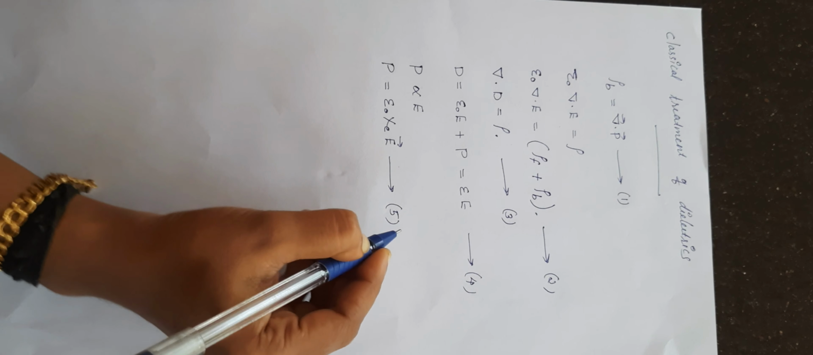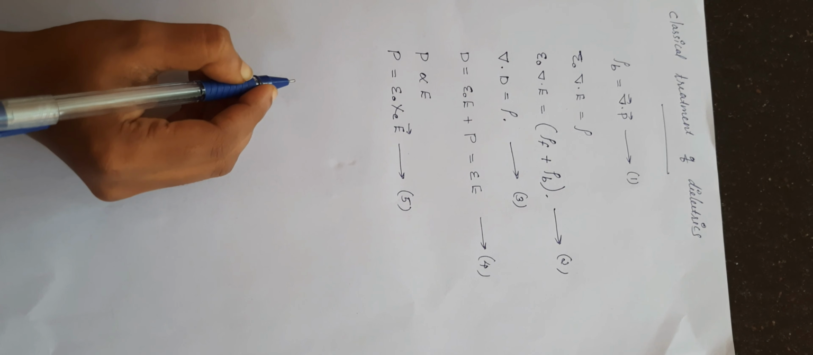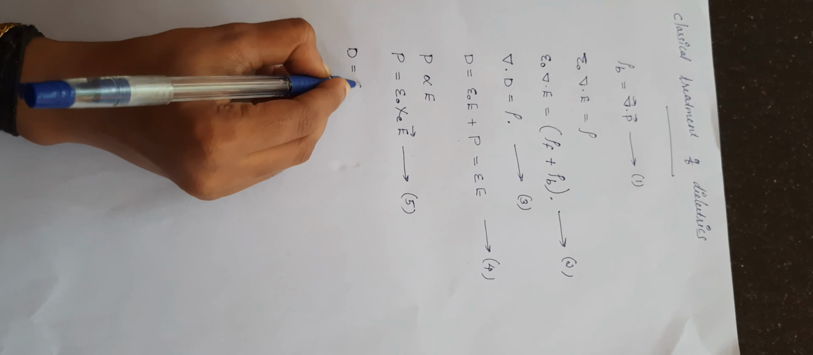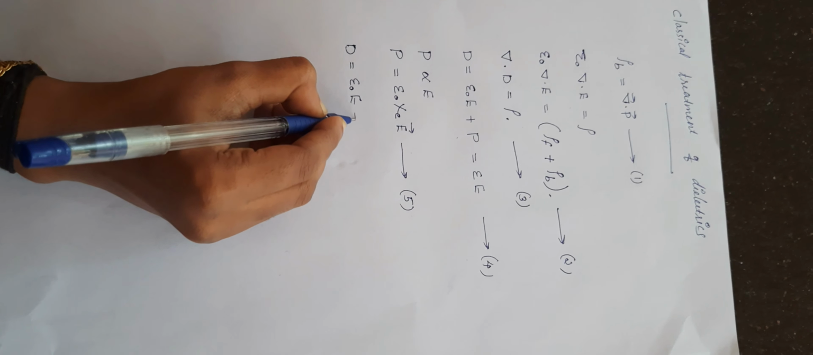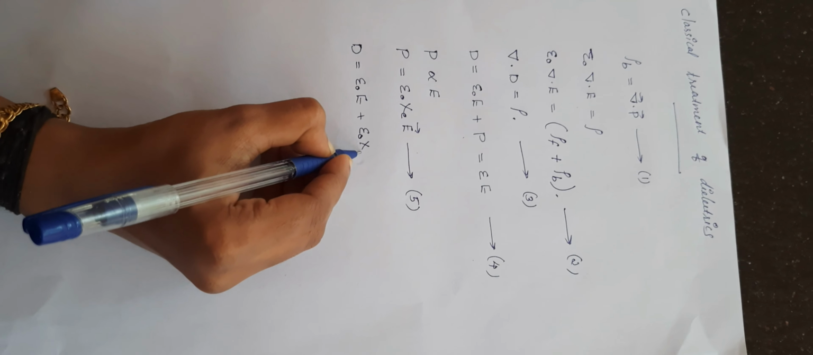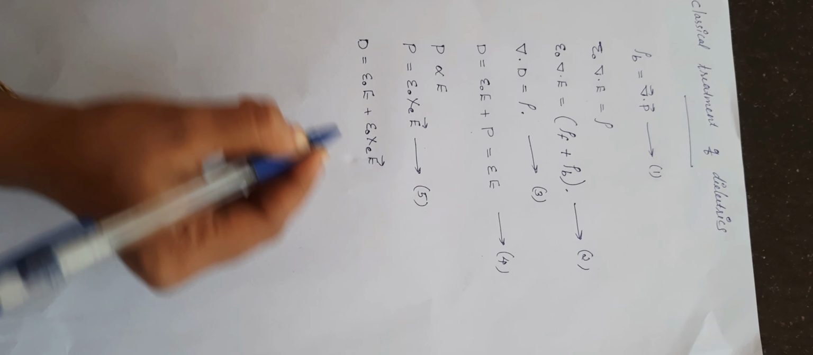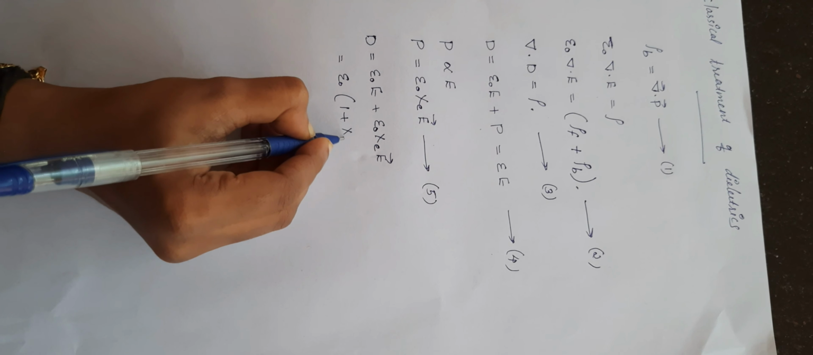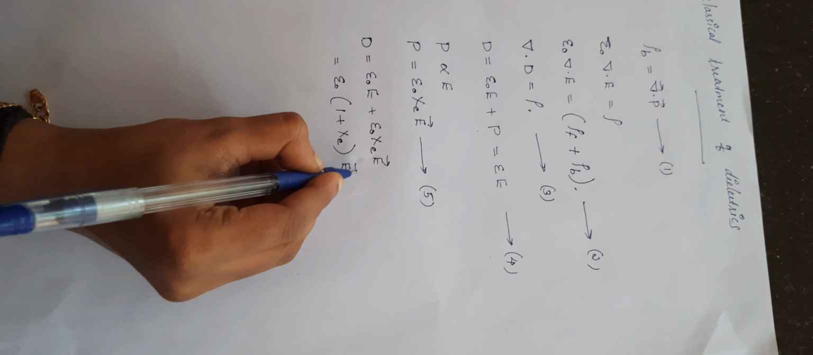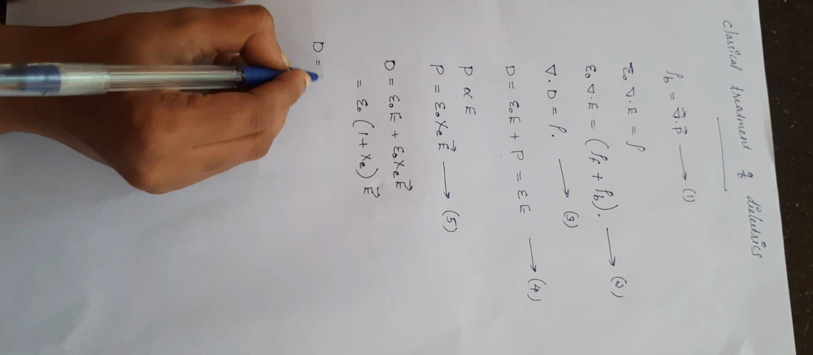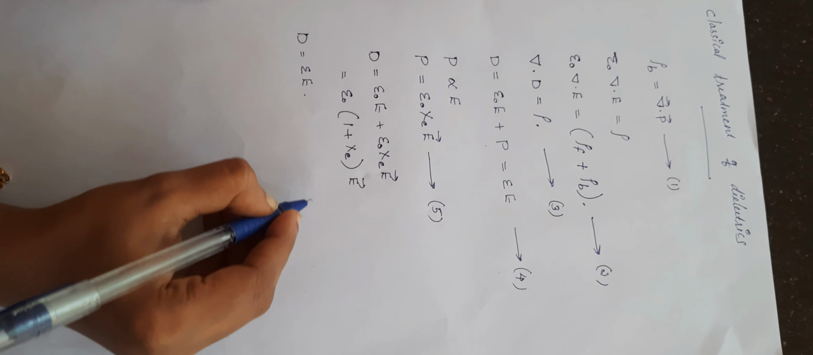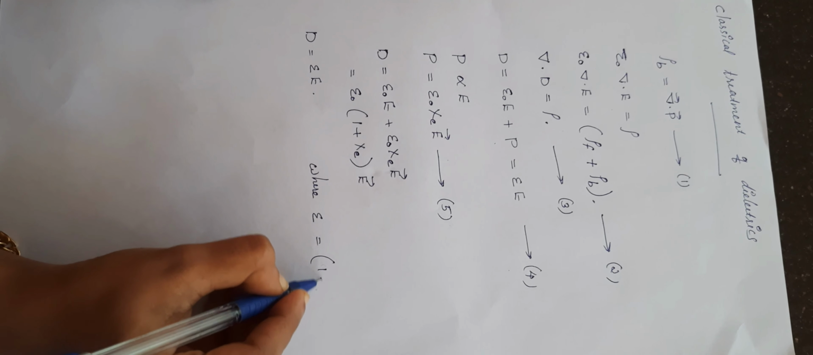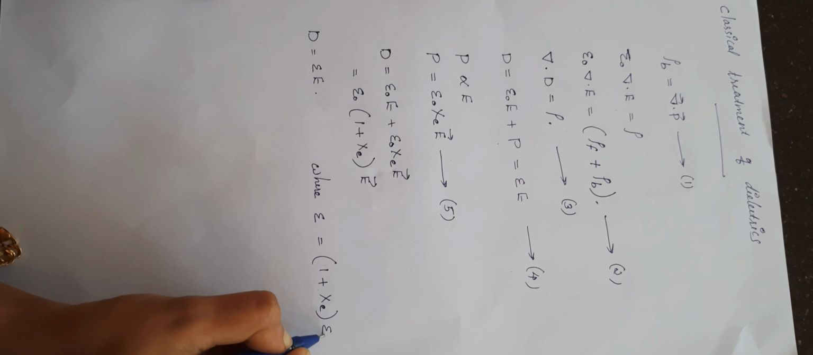Equation number 5. Then putting the value of P in equation 4, D is equal to epsilon 0 E plus epsilon 0 XC E. Then D is equal to epsilon 0 (1 plus XC) E. Then D equal to epsilon E, where epsilon equal to 1 plus XC into epsilon 0.